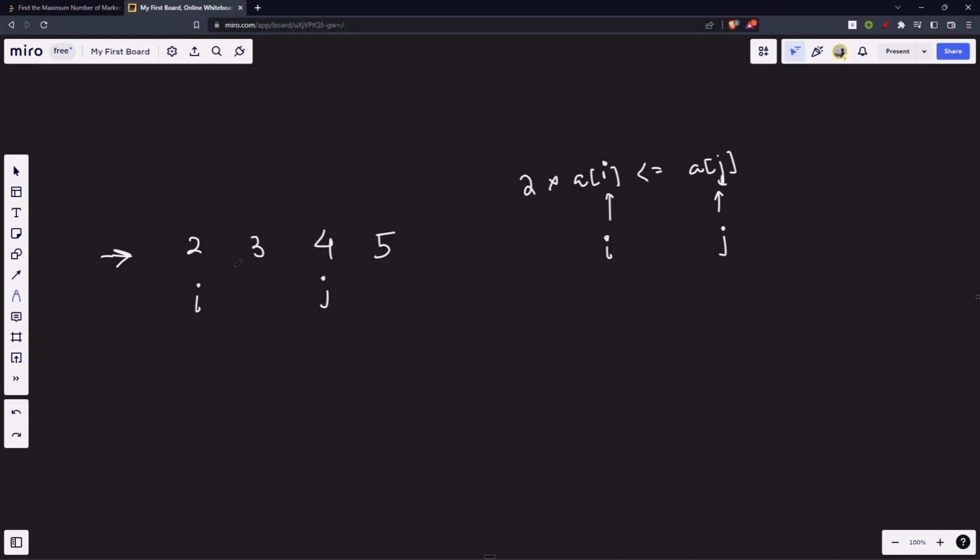Is 2 times 2 less than or equal to 4? Yes, it is. Let's have a count variable. Condition satisfied? Yes. Let's increase our count to 2. Why? Because we used two indices. Since we use these two indices, we can't use them anymore. Let's move both of them up. 3 times 3 is 6. Less than or equal to what? 5? No, it's not. Then they will move out of bounds. We'll finally have our answer, this one.